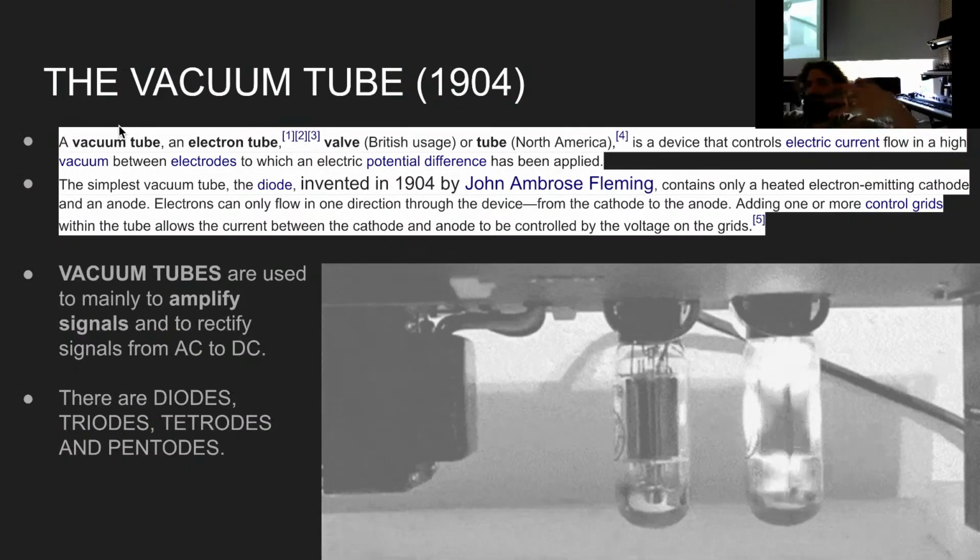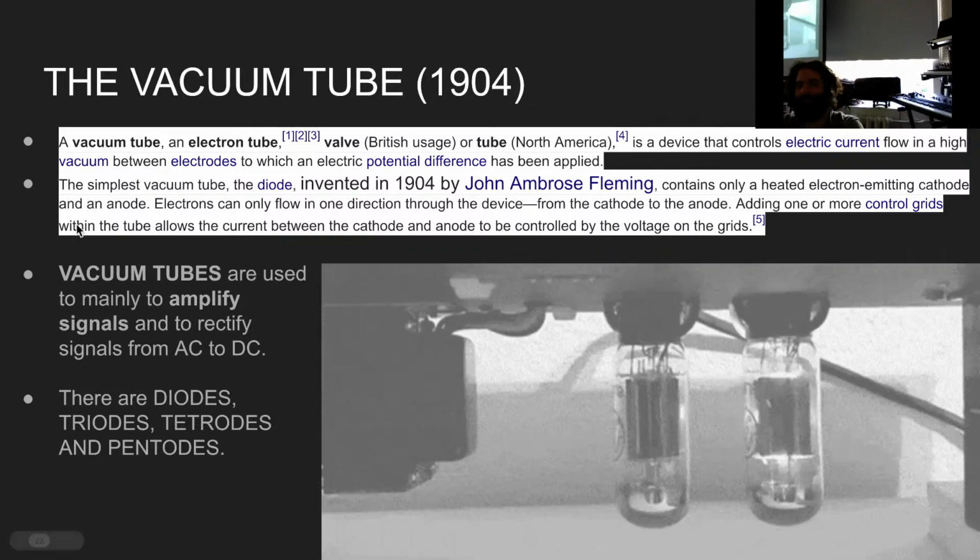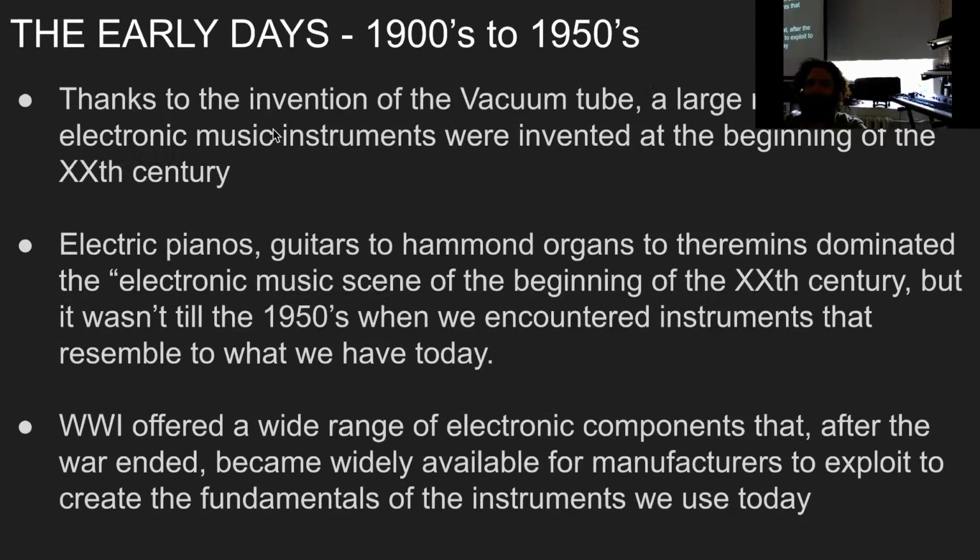Then the vacuum tube came, which we discussed in earlier lectures. This capacity of amplifying things and manipulating signals through diodes, triodes, tetrodes and pentodes gave us a new capacity, including moving signals from alternating current to direct current, and this was really important. Thanks to the invention of the vacuum tube, a lot of electronic music instruments started to be developed. Electrical pianos, harmonics, and others were the center of the electronic music scene of the early 20th century.